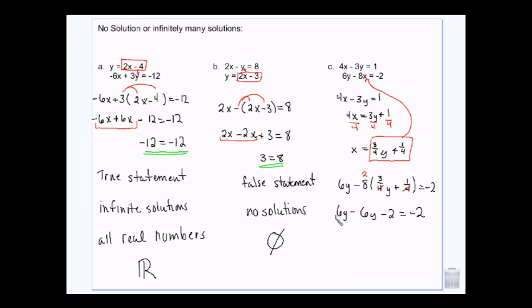And if you need extra help with fractions, just let me know. Combine those. 6y minus 6y goes away. So I get -2 equals -2. And what is my answer? All real numbers or infinite. Infinite is spelled different than that.